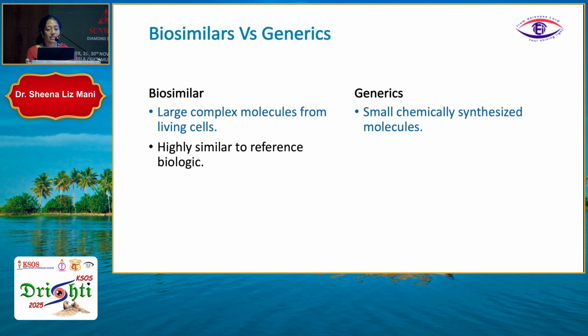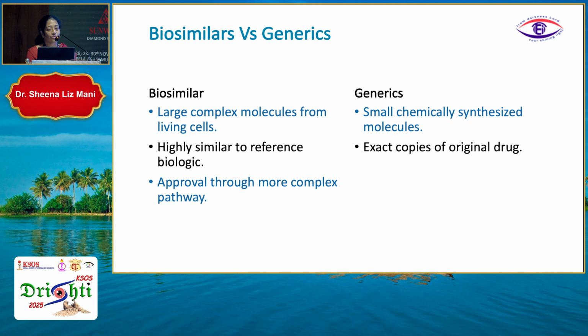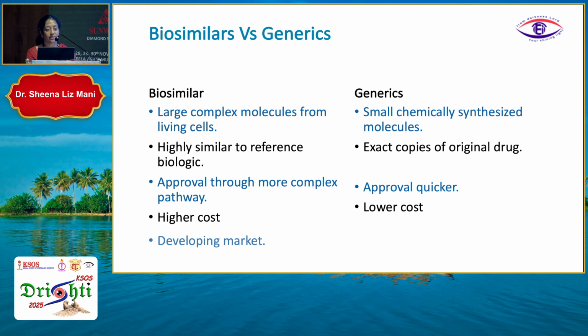A biosimilar is highly similar to the reference biological, but it's not the same because these are complex molecules. You can't exactly replicate the original molecule, while a generic is an exact copy of the original drug. The approval of a biosimilar is through complex pathways, while for a generic it's quicker. Higher cost is definitely involved with biosimilars, and a generic is lower cost. Biosimilar is a developing market, as we all know, while generics are an established market.